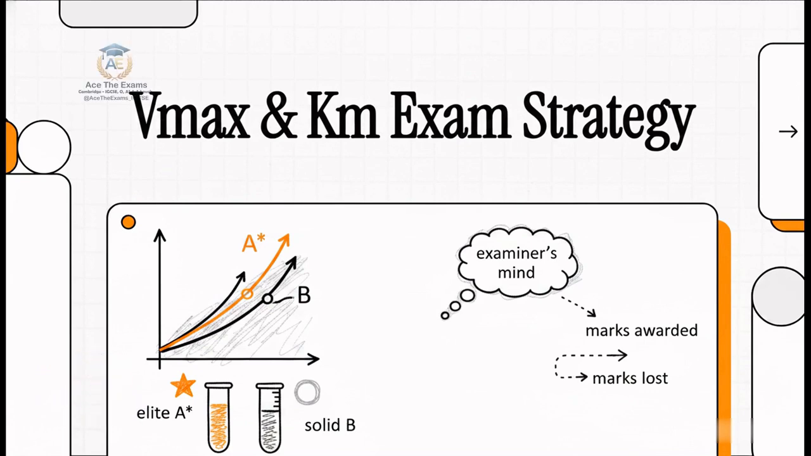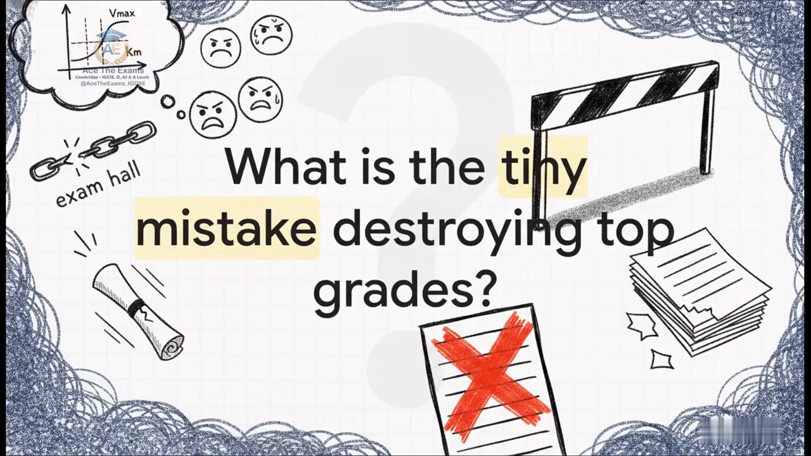We're skipping all the fluff today, you guys. We're going straight into the examiner's mind to look at the exact mechanics of how marks are awarded and, honestly, more importantly, how they're lost. So, we're jumping straight in with a question. What is the one tiny, mark-costing mistake that is destroying top grades? It's a catastrophic error that shocks confident students every single year and completely ruins grade boundaries.